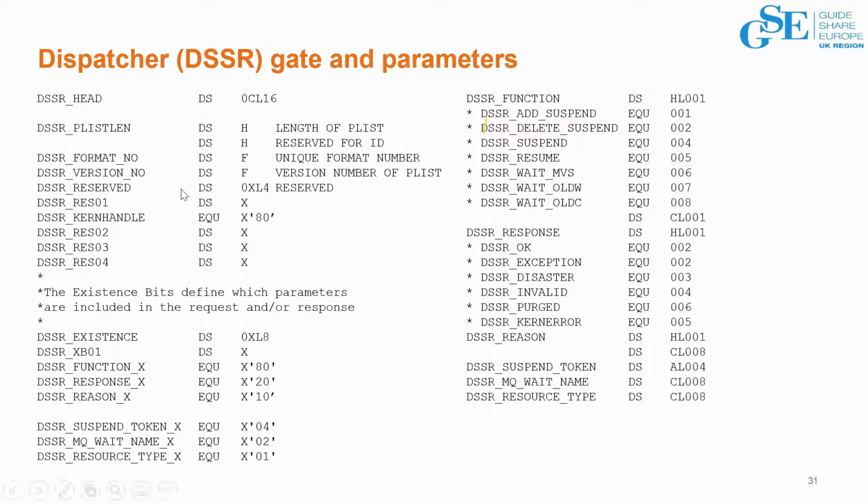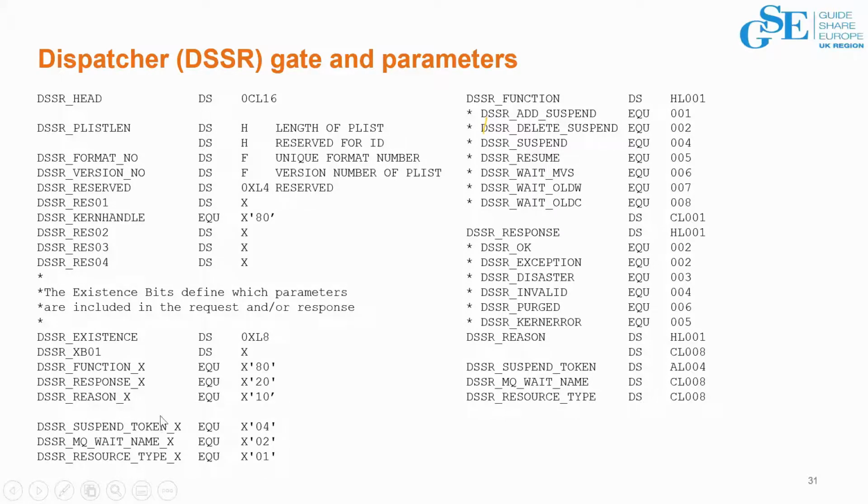What I'm showing you here is effectively the parameter list. You could see the parameter list with a 2-byte length, 2-byte reserved, format and version number. And then you'd see the existence bits, so there's DSSR existence, and you could see there's the 80-bit. Notice the 40-bit is missing. Remember, I told you that was a reserved area. So the 80, 20, and 10 are for function, response, and reason code.